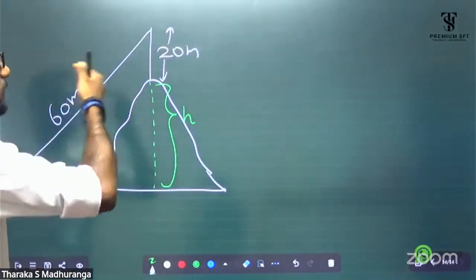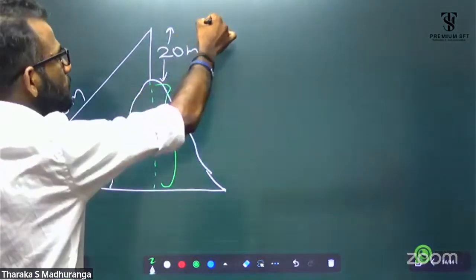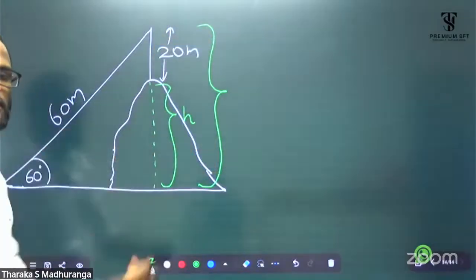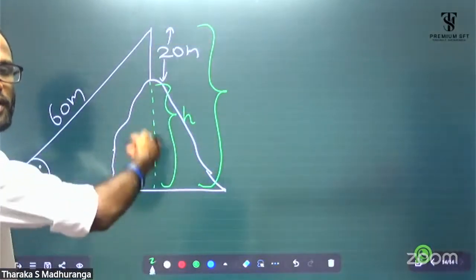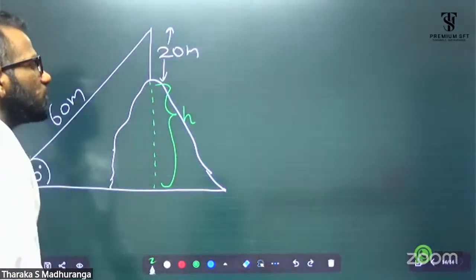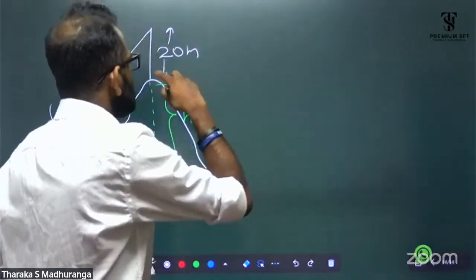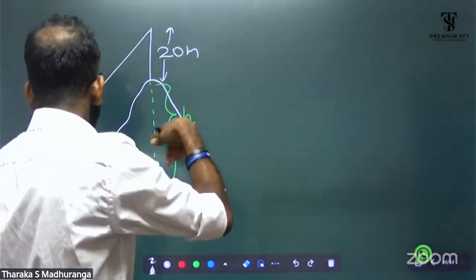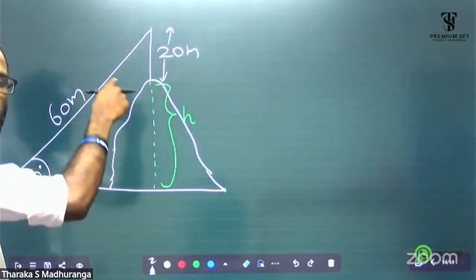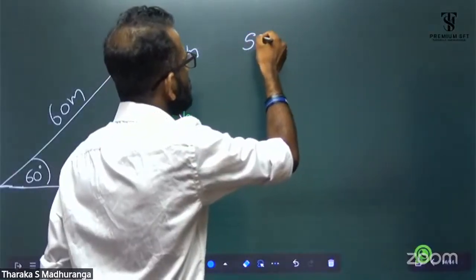Yes, very simple. If you get the full height from ground level, that's one method. You can get the full height of the tower from ground level, then subtract 20 meters. If not, you can do it like this. Now what is the trigonometric ratio? This is opposite and this is hypotenuse. Therefore, I have to use sine.